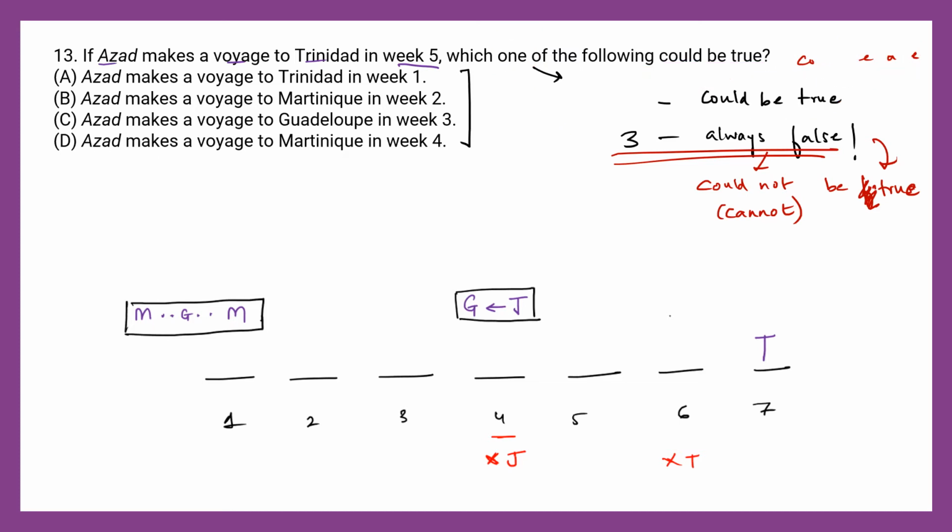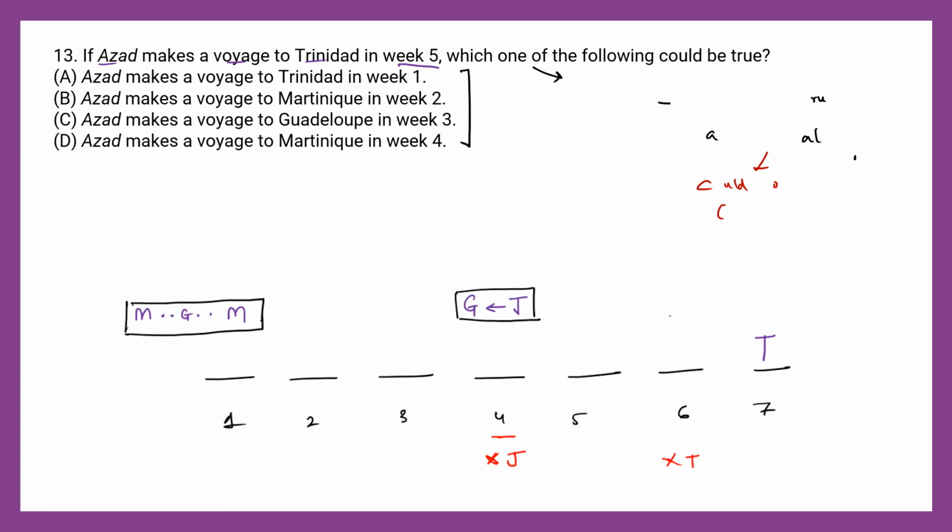So let us put T in week number 5, because that's what it says. Just a moment, let me put that in. Okay, Trinidad in week number 5. Then it says, which one of the following could be true? Can A be true? Let's try it out. Option A says that there is a voyage to T in week 1. Let me put that in.